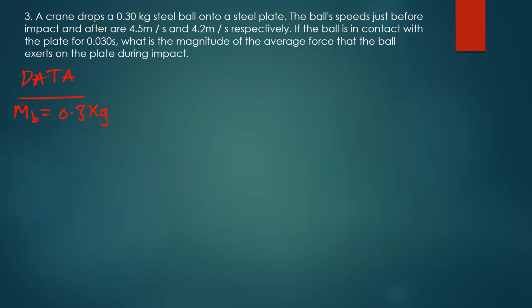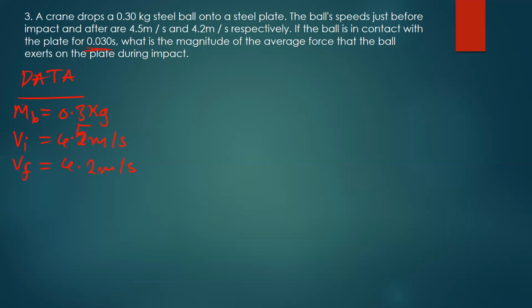And the ball speed before and after impact. So V1, the initial velocity, which is the velocity before impact, was 4.5 meters per second. And then the final velocity, that is after impact, during this period of time, which is 0.03 seconds, is simply 4.2 meters per second, respectively.